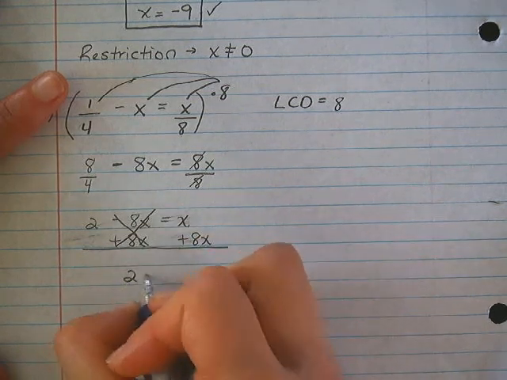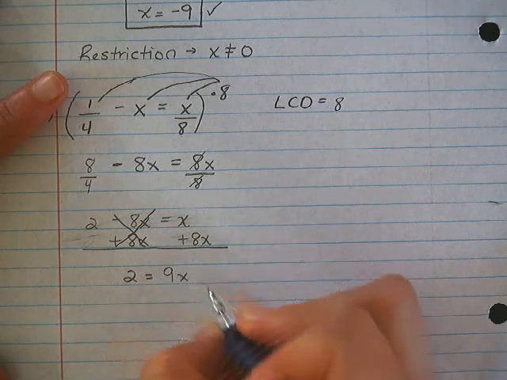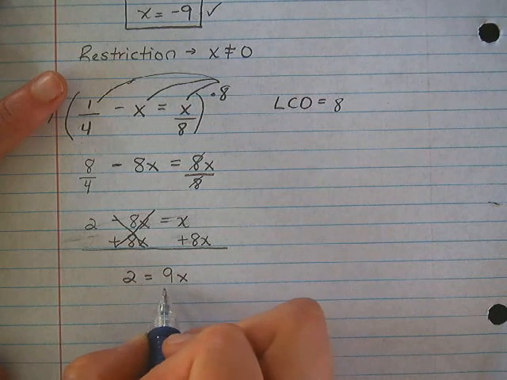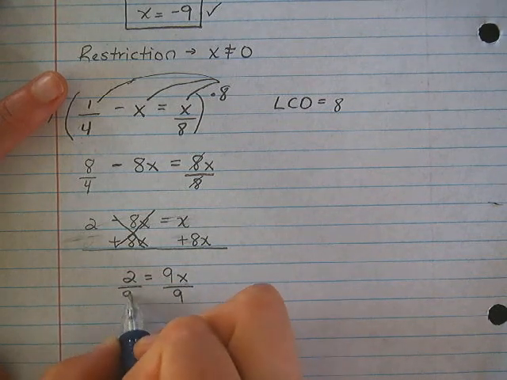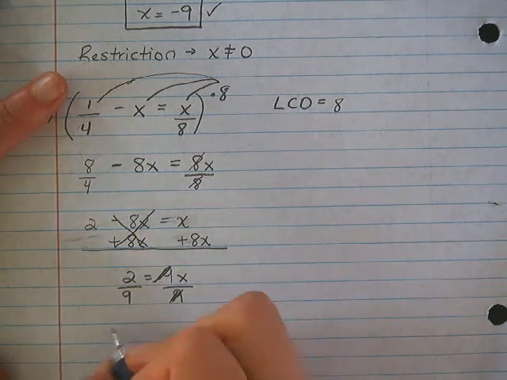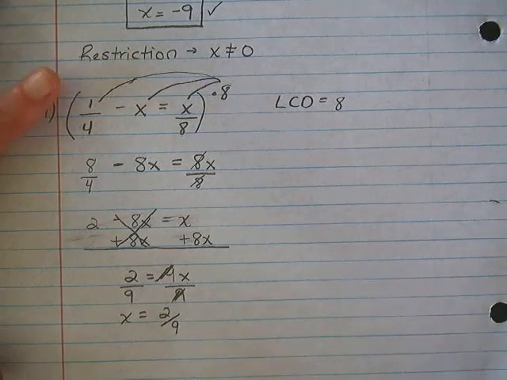So I have 2 on this side equals, those will combine, and I get 9x, x plus 8x. And then I've got to solve for x. Well, it's being multiplied by 9, so I have to do the opposite, which would be divide by 9. Those will go away. So I'm going to move my x over here. x would equal 2 over 9.